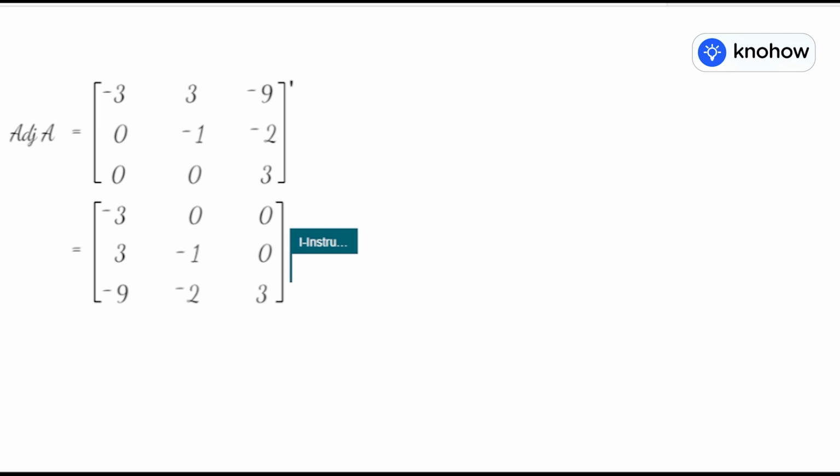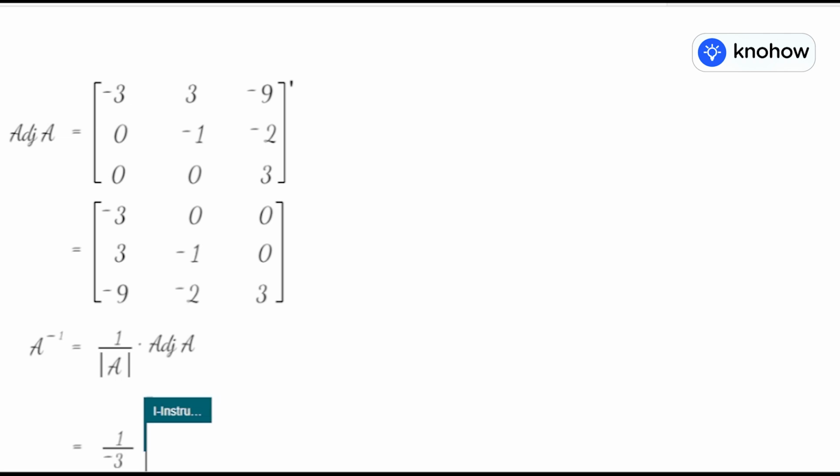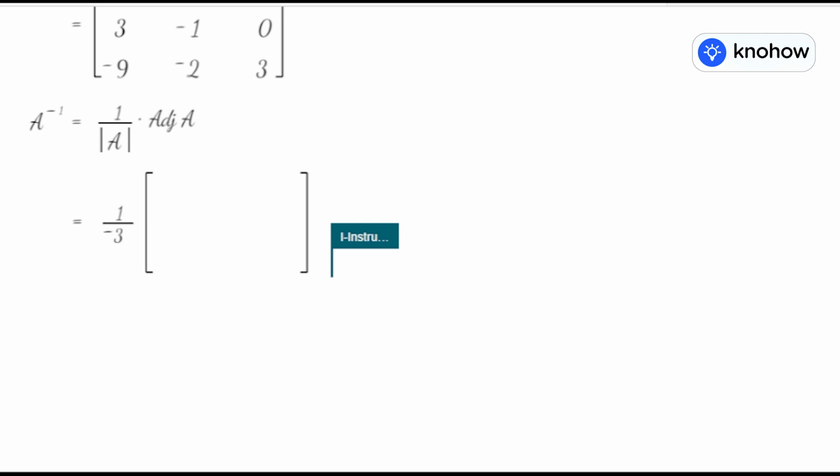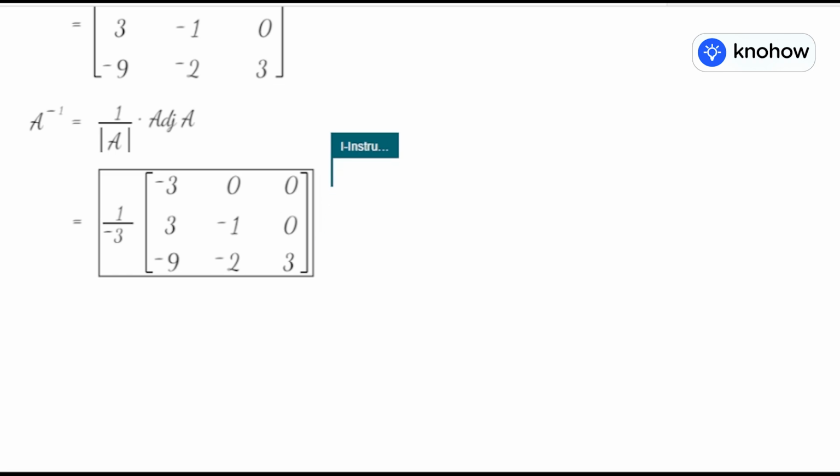And hence, now A inverse as per definition is 1 by determinant A into adjoint A. We have already worked out determinant A is negative 3. So it is 1 upon negative 3 times adjoint A, which you worked out as negative 3, 0, 0, 3, negative 1, 0, and negative 9, negative 2, 3. So this is the required value of A inverse.